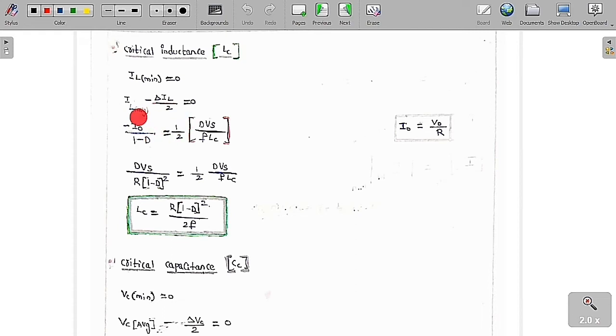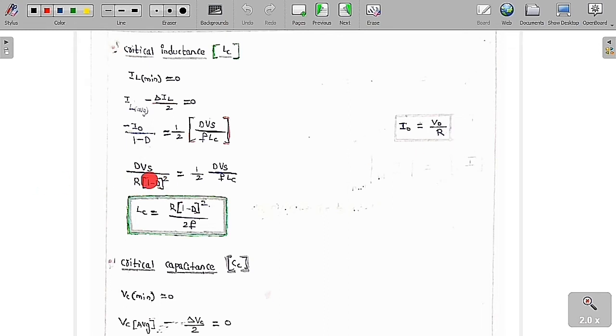So therefore IL average is equal to delta IL by 2, but IL average is equal to minus I naught by 1 minus D, which is equal to half into delta IL. Just now we saw delta IL is D into Vs by F into L. So what is the value of I naught? I naught is equal to V naught by R, whereas V naught is equal to minus D into Vs by 1 minus D.